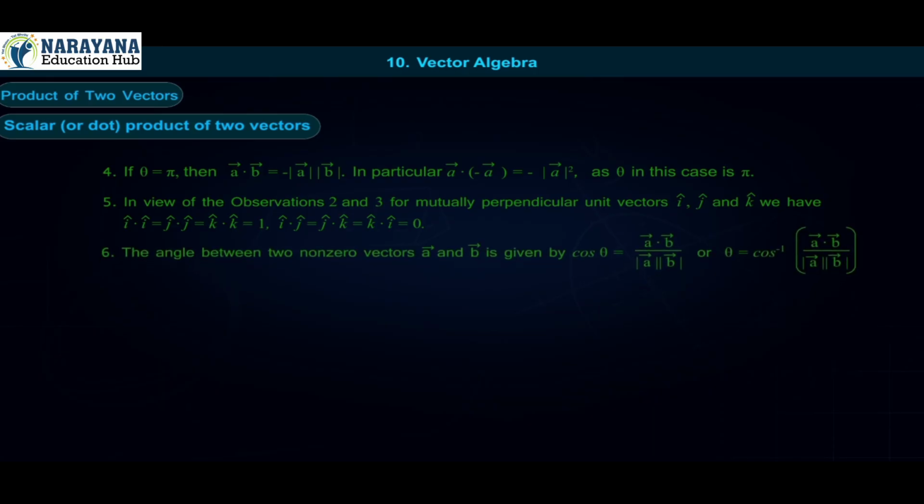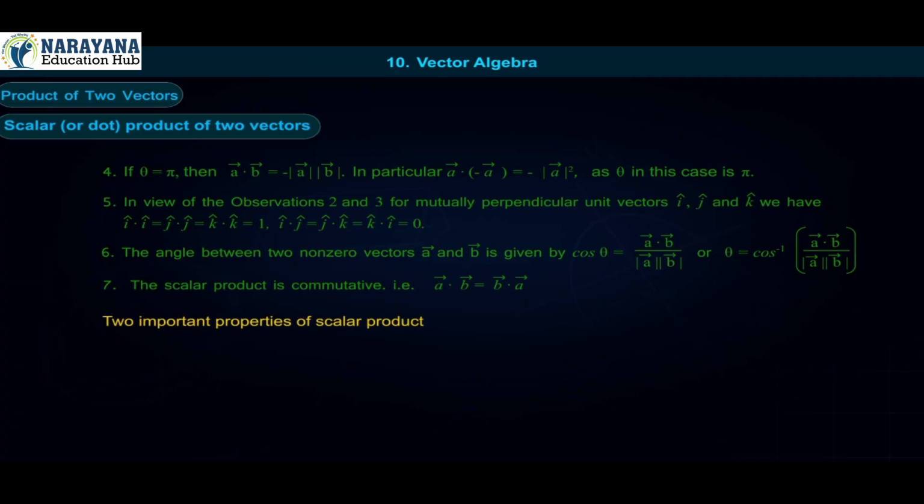Number 6. The angle between two non-zero vectors, vector A and vector B, is given by cos θ = (vector A · vector B) / (|A| |B|), or θ = cos inverse of (vector A · vector B) / (|A| |B|). Number 7. The scalar product is commutative. That is, vector A · vector B = vector B · vector A.